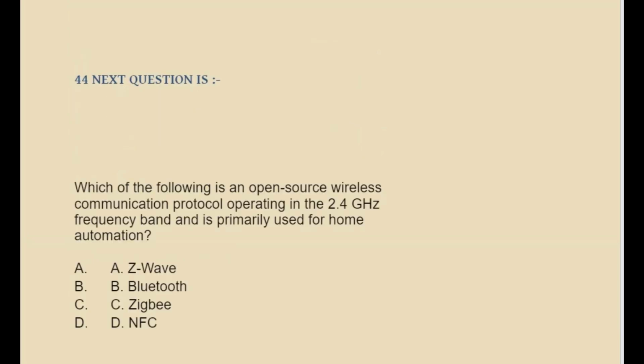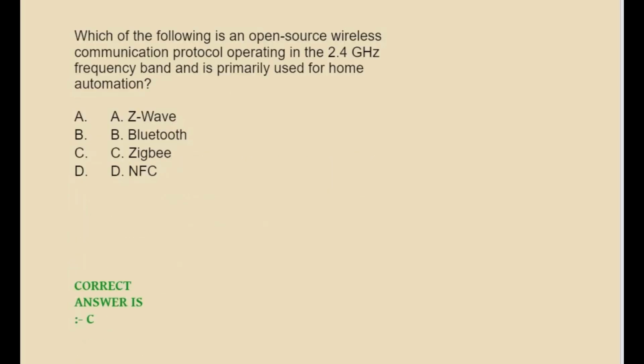Question is, which of the following is an open source wireless communication protocol operating in the 2.4 GHz frequency band and is primarily used for home automation? Option A Z-Wave. Option B Bluetooth. Option C Zigbee. Option D NFC. Correct answer is option C.